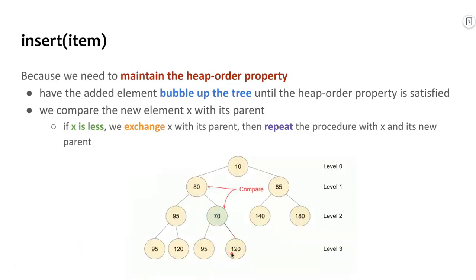And this is a picture. When we add 70, we just swap until it finds the right position. Because 70 is smaller than 120, it goes up. And because it's smaller than 80, it goes up again. However, it is larger than 10, so it just stays there. So we're just repeating this procedure until we find the right place for the new item. So that is what insert is about.